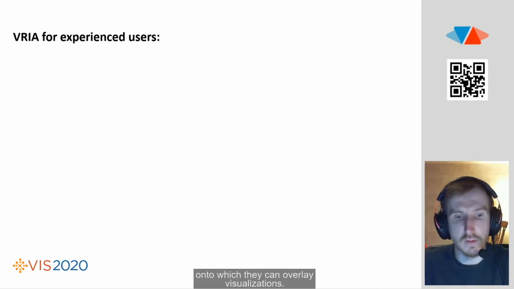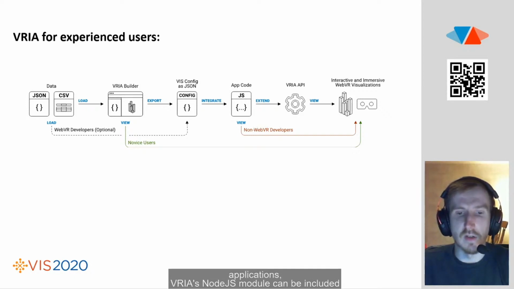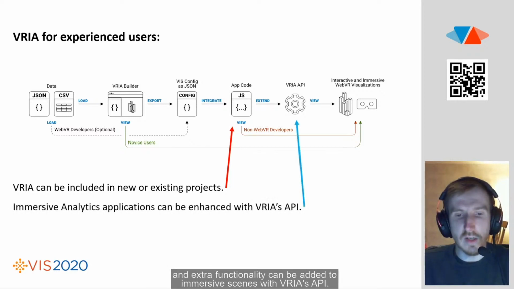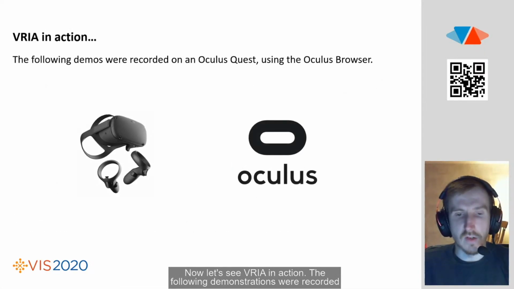For more seasoned developers and visualization experts, and for those wishing to create more bespoke scenes for immersive analytics applications, Vria's Node.js module can be included in new or existing projects. Vria visconfigs that were created with the builder can be used directly inside the application code, and extra functionality can be added to immersive scenes with Vria's API. These workflows allow Vria to be used by novices and experts alike. Now, let's see Vria in action.